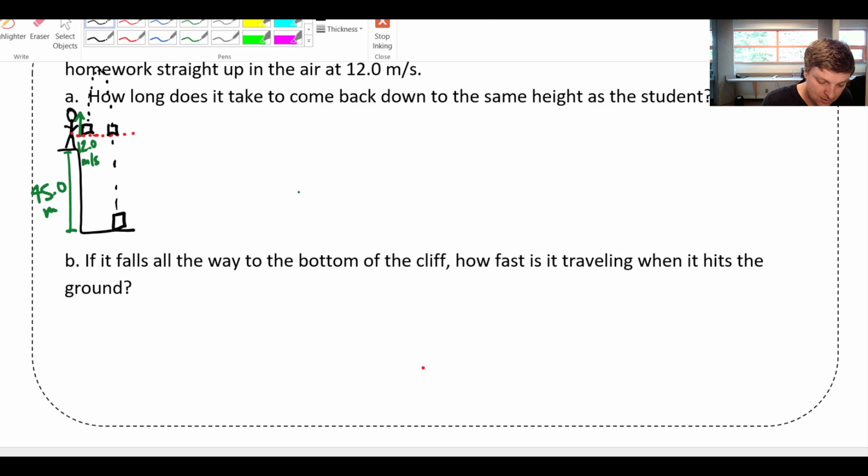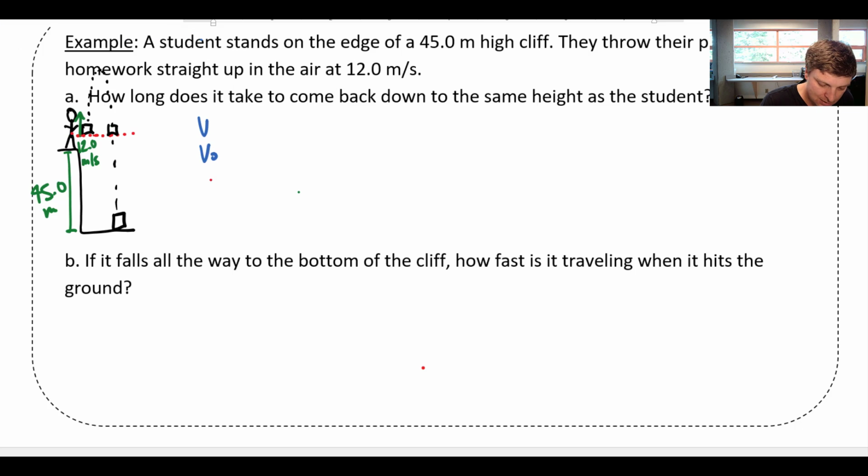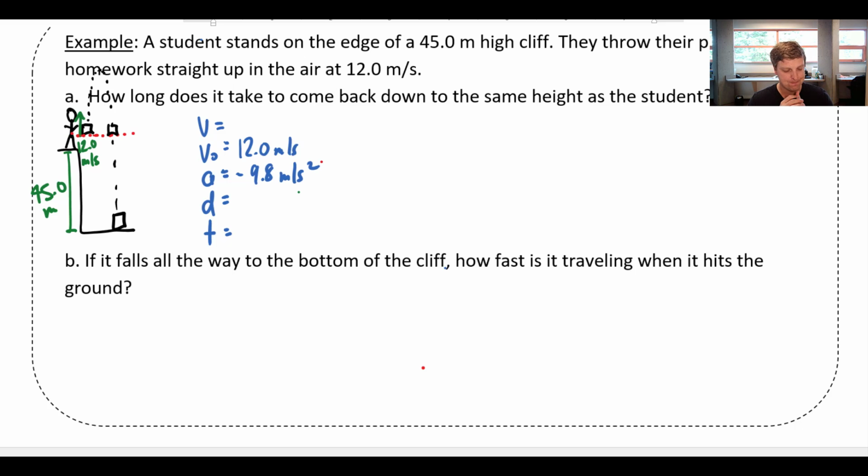So I'm going to set up my variables. I've got v naught, a, d, t. And let's see what we know. Well, the initial velocity is 12. Okay, so 12 meters per second. The acceleration is negative 9.8 meters per second squared. Now, something kind of funky happens here because the displacement, when it goes up and comes back down to the same height, the displacement is actually 0.